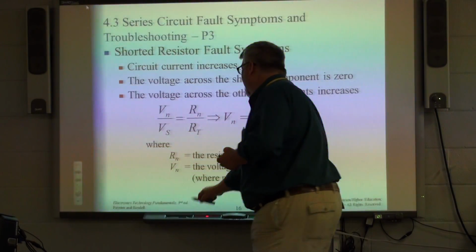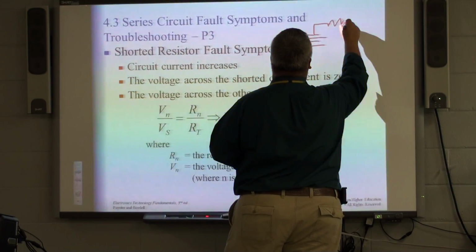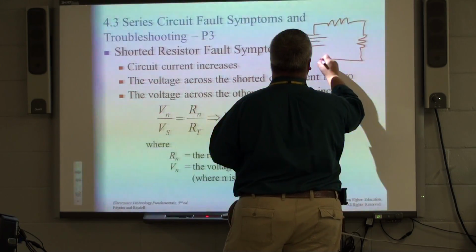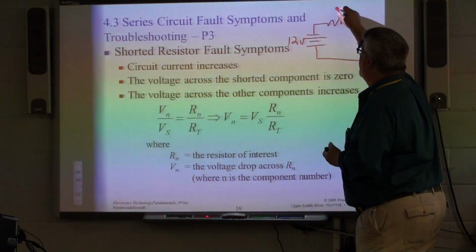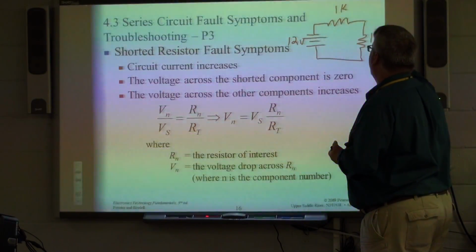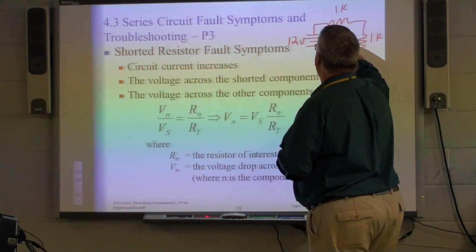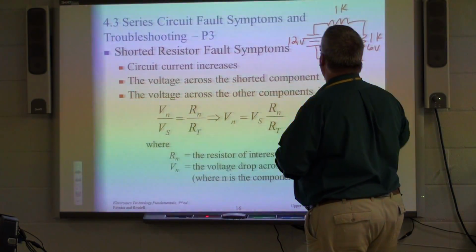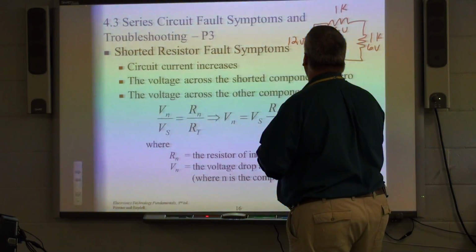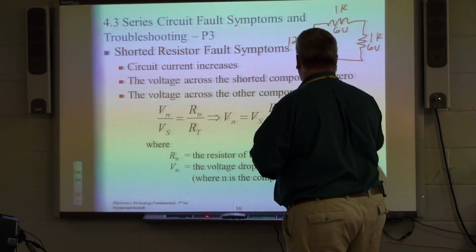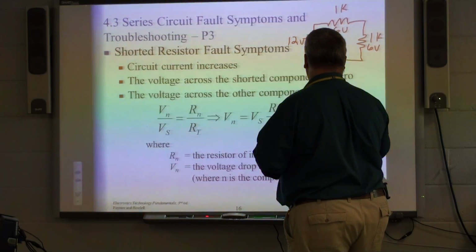So if we've got a schematic that looks like this, this is 12 volts right here. This is a 1K, and this is a 1K. So what is each one of those dropping? 6 volts, right? Now, if something shorts one or the other, we could redraw this circuit. We'll say it shorts this guy up here. Okay, we'll make it the other guy since I forgot to.